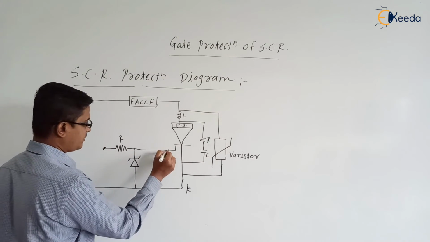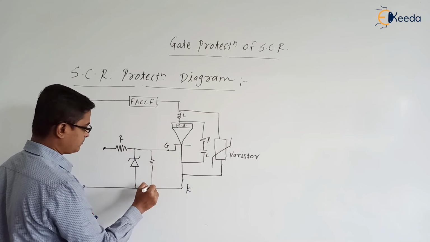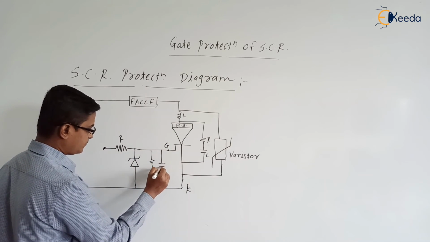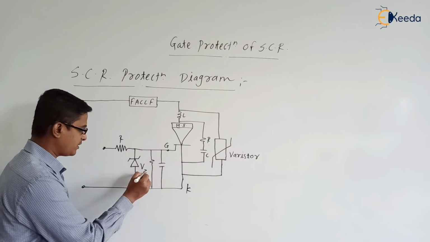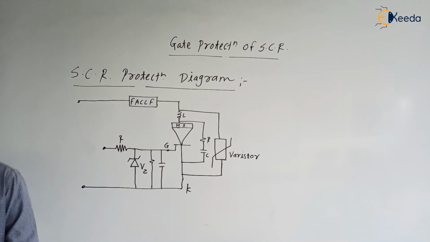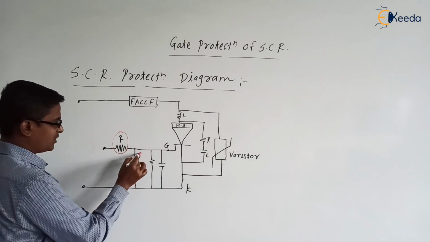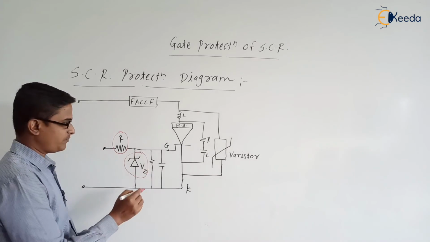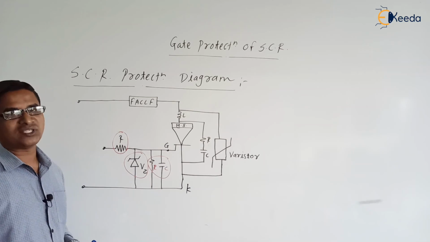Next, this is the gate terminal actually. Next, we can connect R and C in parallel. Are you getting the point? So this is the Zener diode VZ. One by one, let us discuss. This is for overcurrent protection, this one is for over voltage protection, and this R and C is for protection against the noise signal.